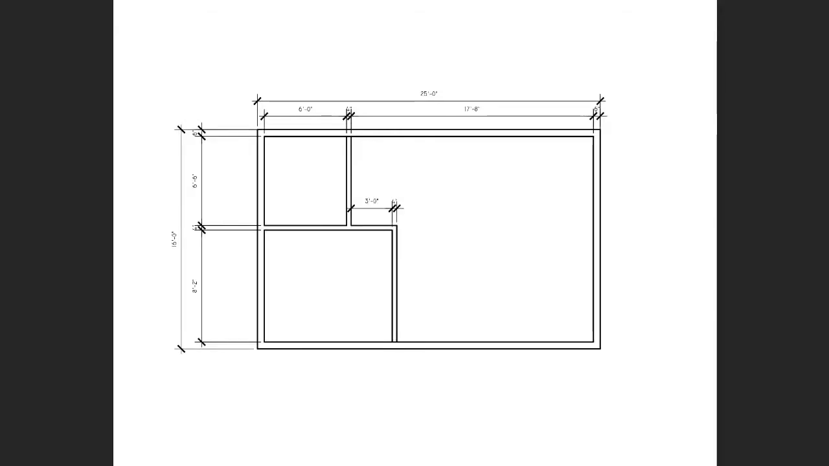Hello, today I'm going to show you how to draw this simple cabin. The first drawing I give you has just the outline of the cabin and the interior walls. Note that the exterior walls are all 6 inches thick and the interior walls are 4 inches thick.